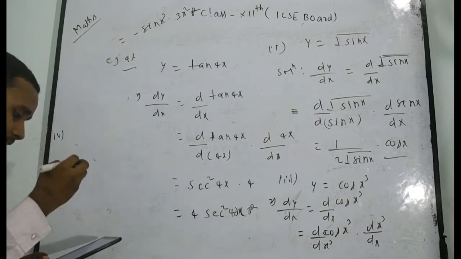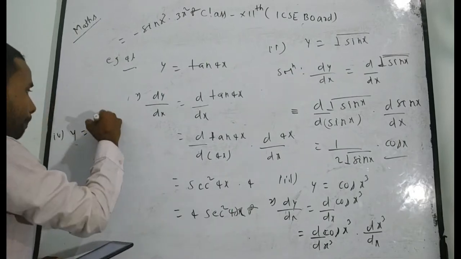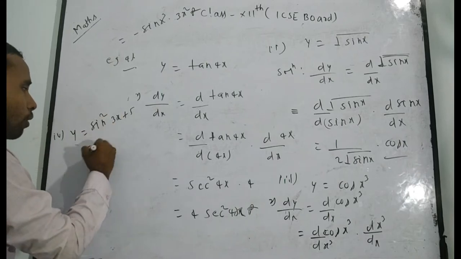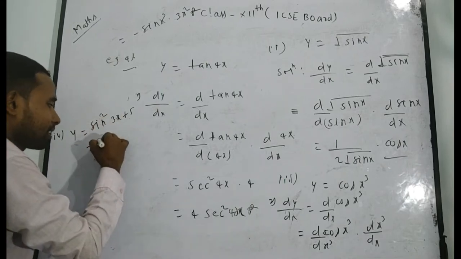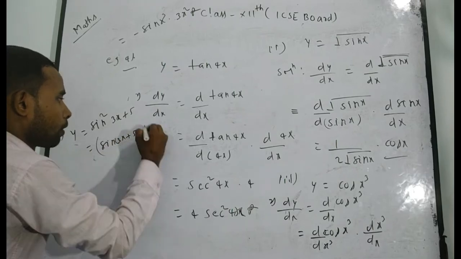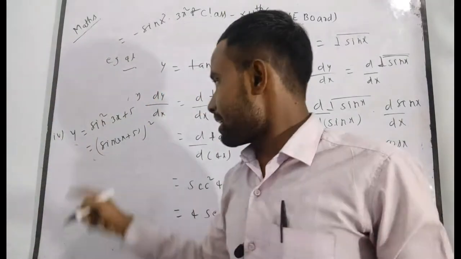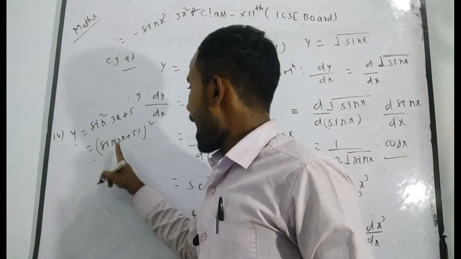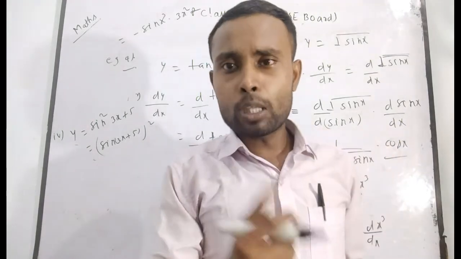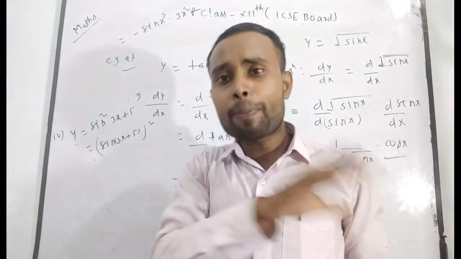In the fourth problem, it is given that y is equal to sin square 3x plus 5. I want to tell you what this is. This is nothing but (sin 3x plus 5) whole square. In which formula form is it? It is simply capital X whole to the power 2, or you can say p to the power 2. In that case, p to the power 2 or p to the power n is differentiated with respect to p.